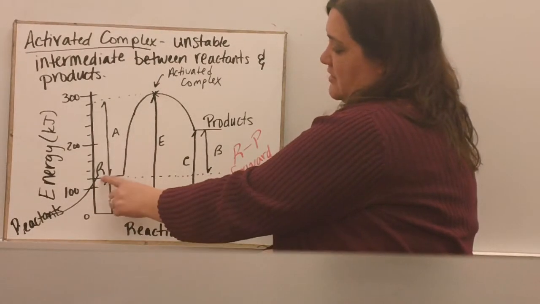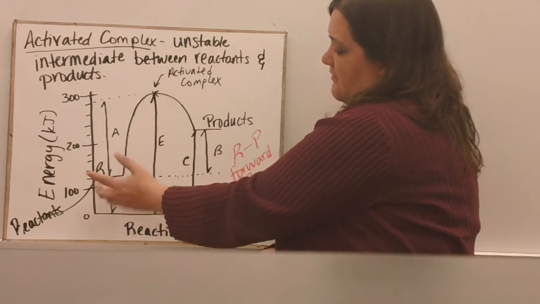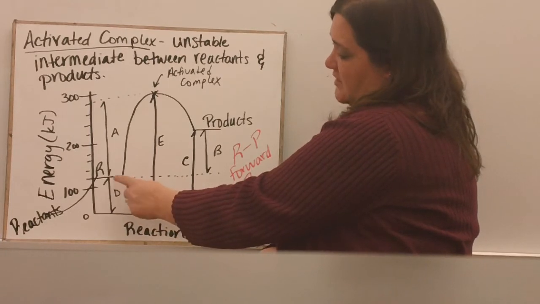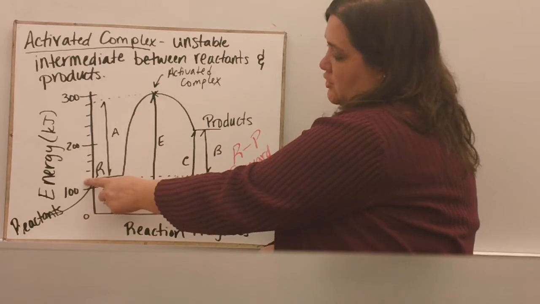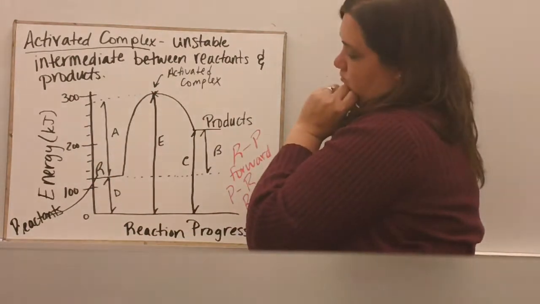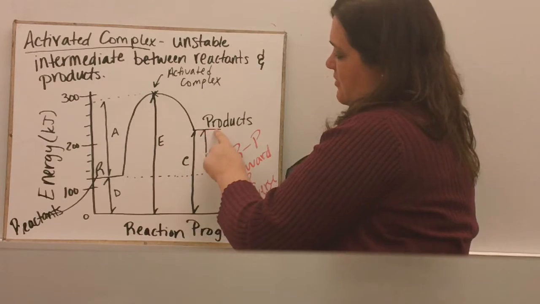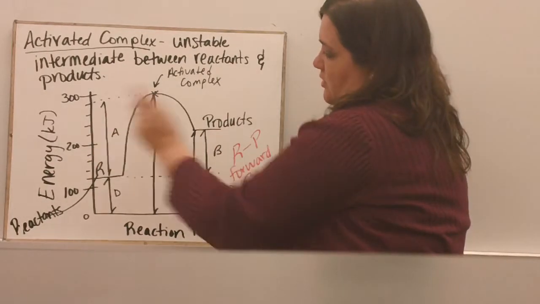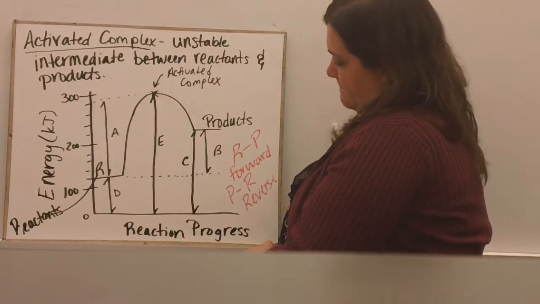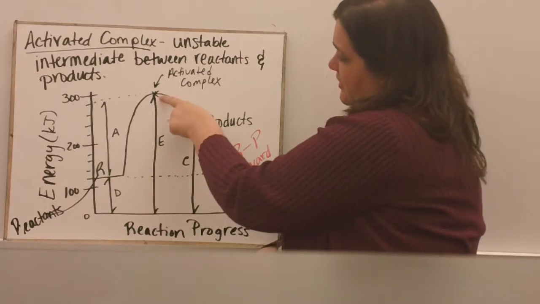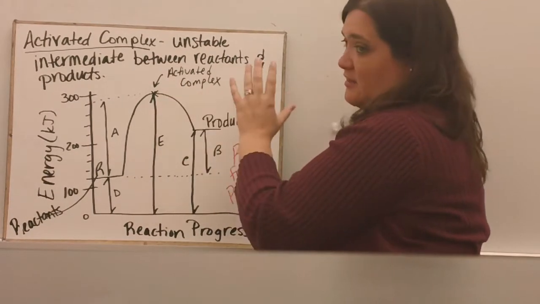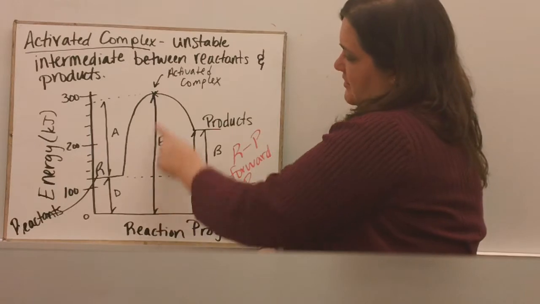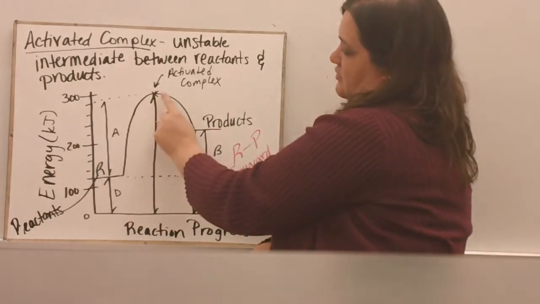Alright, so we start off with the potential energy of our reactants. Our reactants have a certain amount of energy to begin with, and that's what is represented here. So the potential energy of our reactants in this diagram would be 120 kilojoules. Over here we have our products, and this line represents the potential energy of our products, which in this case is 220 kilojoules. And then at the top of our hill we have our activated complex. That's that unstable intermediate, and it has a potential energy as well. In this case it is 280 kilojoules.